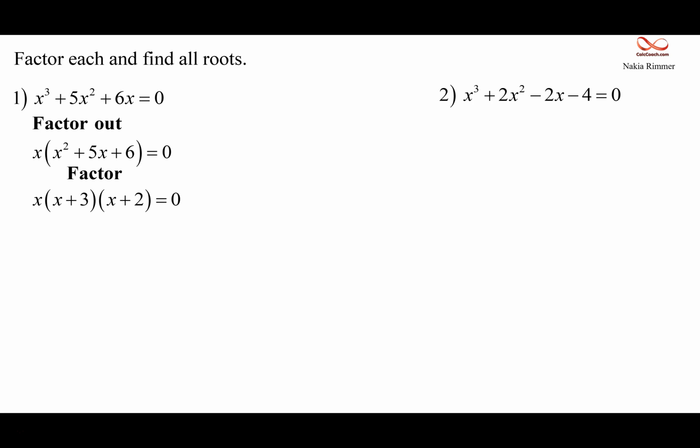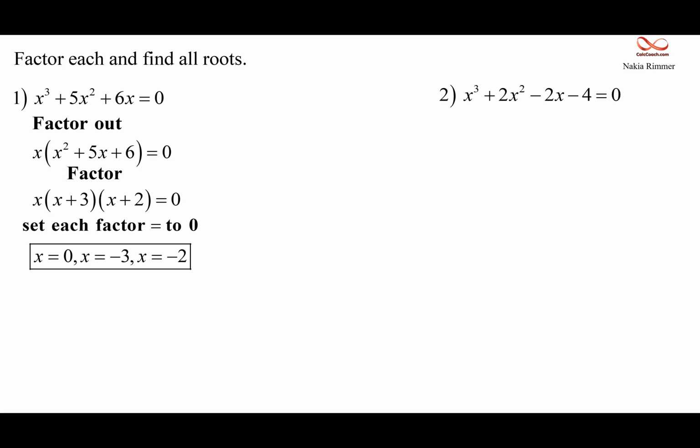Now your job is to find all the roots, so you have to set each factor equal to 0, and you get your 0, your -3, and your -2. Okay, great. Let's now look at the second example.